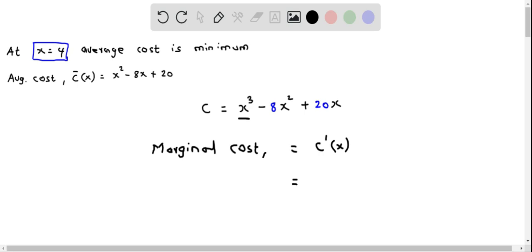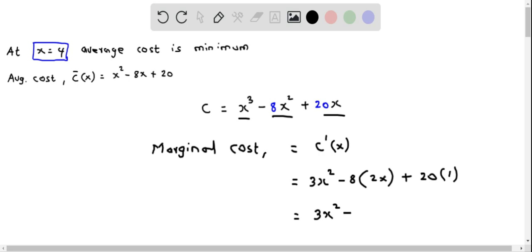The derivative of x cubed is 3x squared using the power rule, minus the derivative of negative 8x squared is negative 8 times the derivative of x squared, which is 2x, plus the derivative of 20x is 20 times 1, that is the derivative of x. And so simplifying this, we get 3x squared minus 8 times 2 is 16x plus 20.